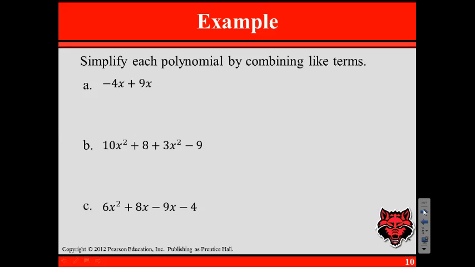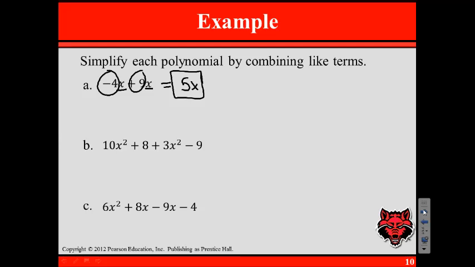In the first example, negative 4x plus 9x. Each term has the same variable. Each variable has the same exponent. So we can combine the coefficients. Negative 4 plus 9 is positive 5, and the variable stays the same. We don't rewrite that as x squared or anything else crazy. We keep the variable exactly the same.